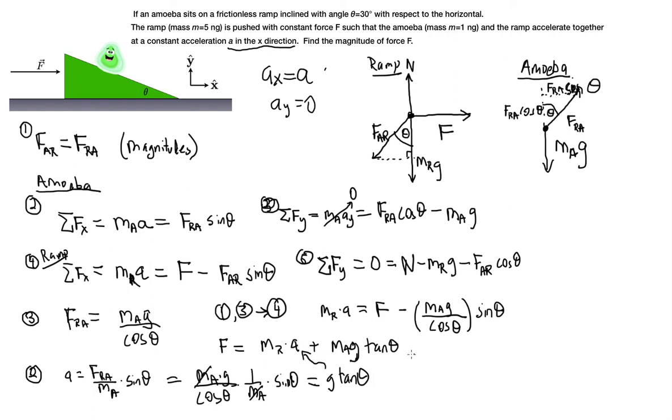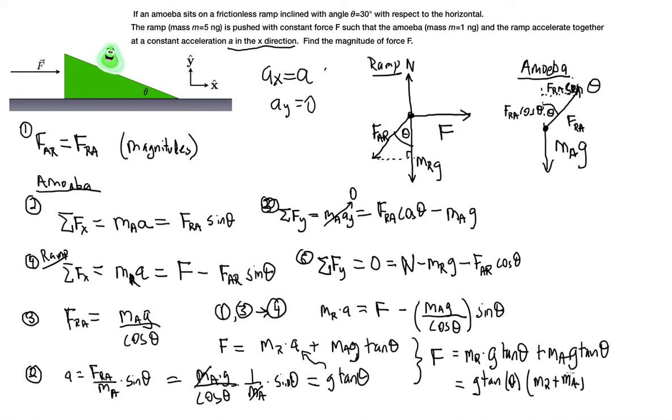And we get that the force, so these things together mean that the force is equal to the mass of the ramp times g tan theta plus the mass of the amoeba times g tan theta. And then I can go ahead and factor things out because I'm cool. I'm going to say g tan theta times the mass of the ramp plus the mass of the amoeba.